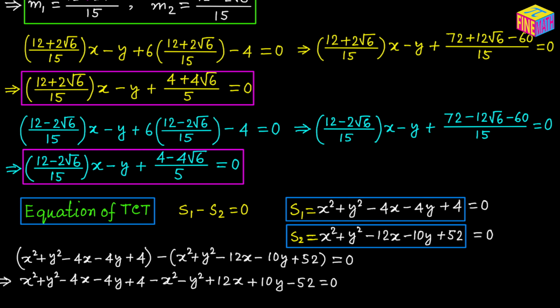If we remove the parenthesis, the equation looks like this. And if you carefully notice, the x squared and the y squared terms will cancel out each other, the positive and the negative combinations there. So we are going to be left with something like this. 8x plus 6y minus 48 equals 0. If we divide both sides by 2, then the equation becomes 4x plus 3y minus 24 equals 0. And that is the equation of the transverse common tangent.